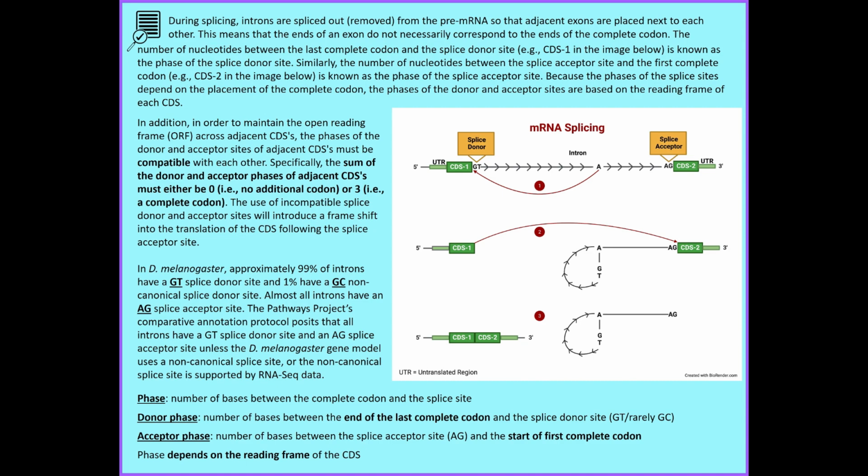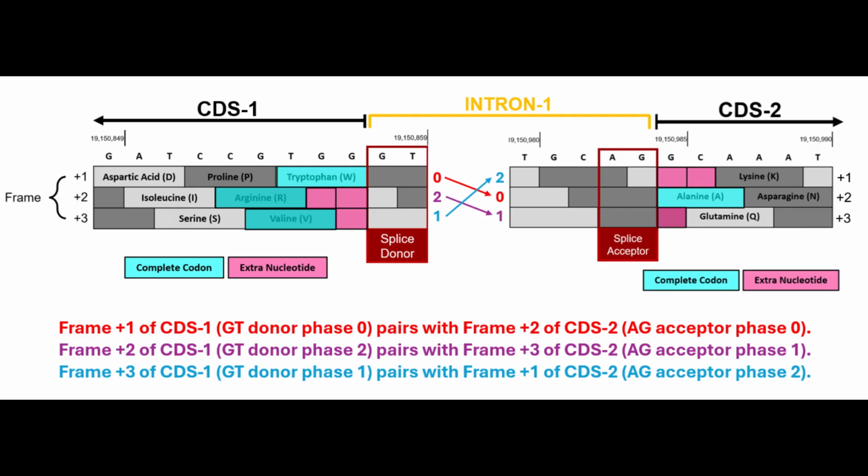When we are identifying the phase of our splice sites, we need to be sure we're looking in the proper reading frame that corresponds to the coding exon that we are looking at. In addition to determining our splice site phases, we must also make sure that they are compatible with each other. The splice donor site of one CDS will pair with the splice acceptor site of the next CDS.